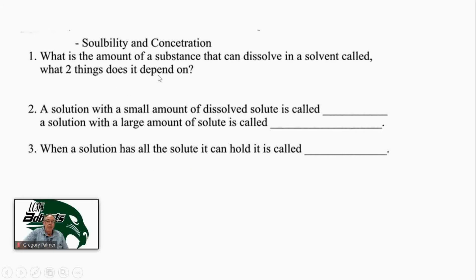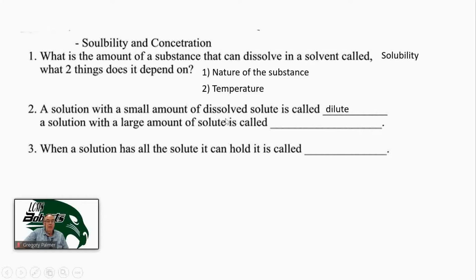So what is the amount of a substance that can dissolve in a solvent called, and what are the two things it depends on? It's called solubility. And as we said, the two things it depends on are the nature of the substance and the temperature. So whether you're dissolving something like sugar or something like salt, the substance we're dissolving determines how much will dissolve, and then the temperature.